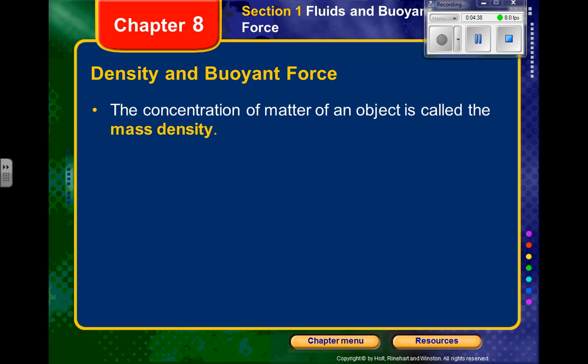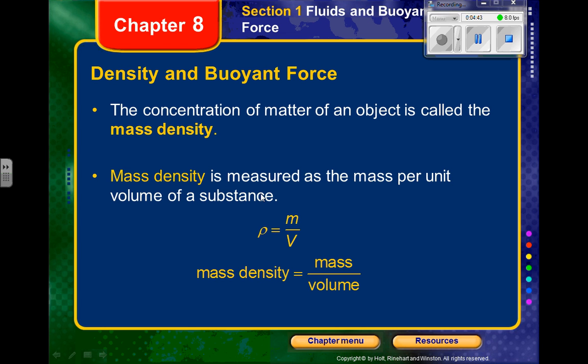The concentration of matter in objects is called the mass density, and we've got a simple formula for that. We measure it by taking the mass of an object and dividing it by its volume. This right here is the Greek letter rho. I use a capital D, but the book likes this better. That's what they use for mass density.